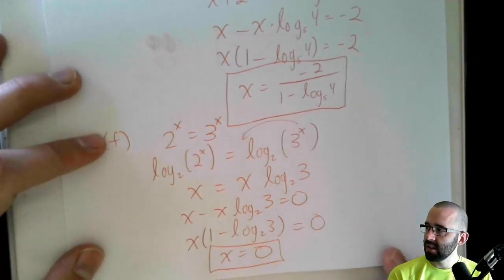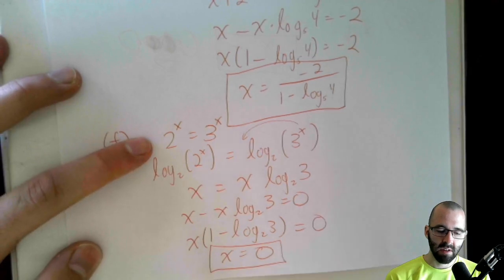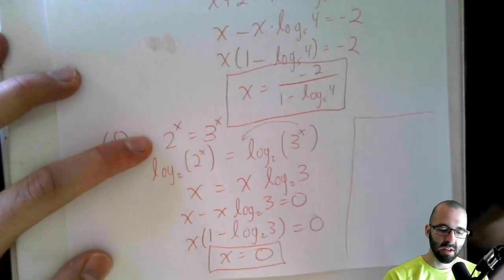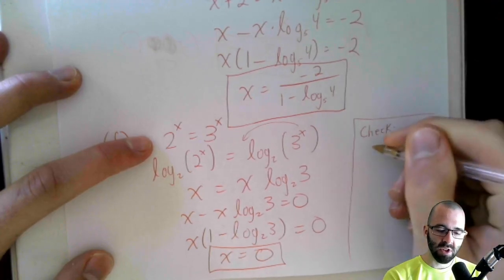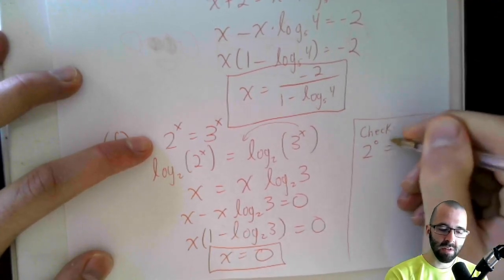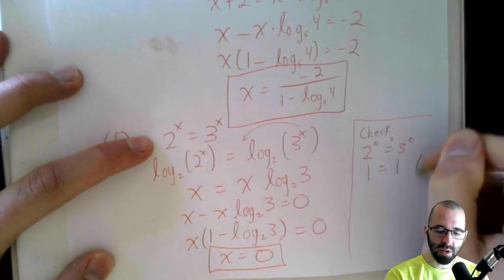And this one is a much easier answer to check. We can just plug this in and check. Not too hard. If we check it, we get is 2 to the 0 equal to 3 to the 0? And yeah, they're both equal to 1.